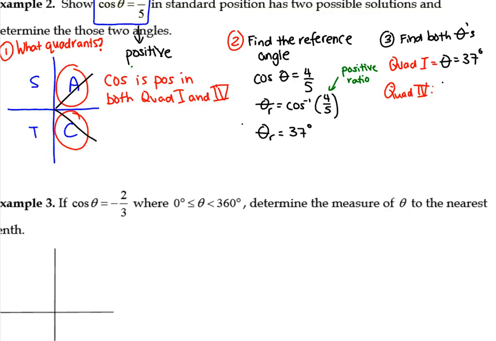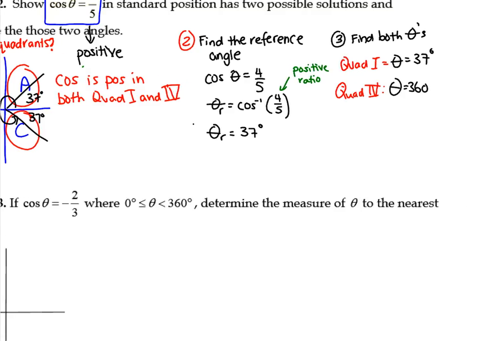How do we get, if this is 37 degrees and this is 37 degrees, how do I get the full rotation angle? 360 minus 37, which gives you 323. Okay, so those are our two solutions.